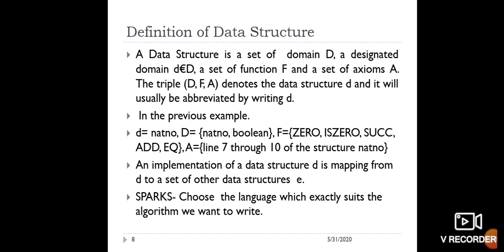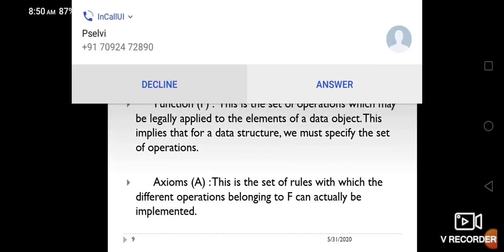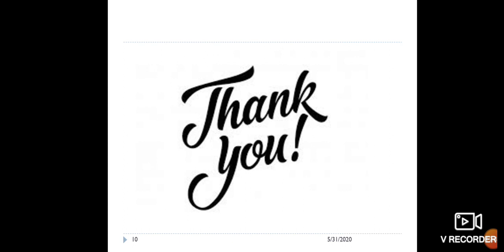Then the implementation of a data structure D is a mapping from D to a set of other data structures E. You're going to map, and you're going to use something called SPARKS for easier notation. D stands for domain, F stands for functions, and A stands for axioms. The range of values will be domains, the operations will be called functions, and the axioms are the set of rules which can be implemented. Hope you understood. Thank you.